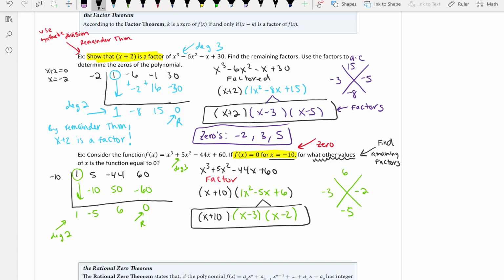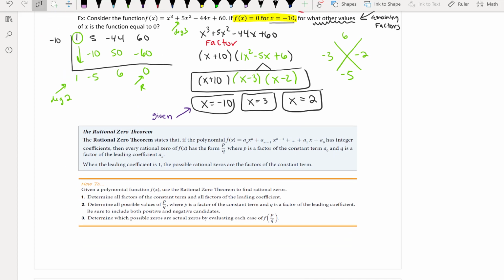So for what other values of x is this function also equal to 0? So x is equal to -10. x is equal to +3. And x is equal to +2. So those are the other values of x that give the function equal to 0. And remember that x is equal to -10, that was the given. So I needed to find x is equal to 3 and x is equal to 2. Okay.